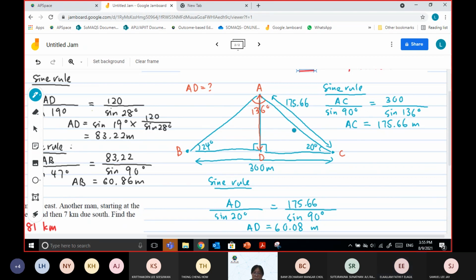Because I'm using the 300 here, can you see my 300 is here? Then the corresponding angle must be 136. Can you see I'm using this one? This is the only length I have, then the corresponding angle must be here.